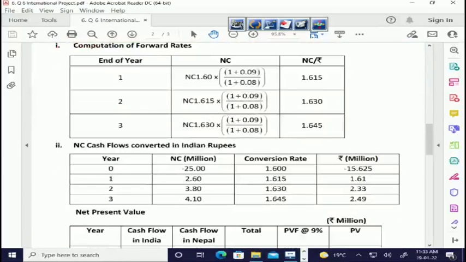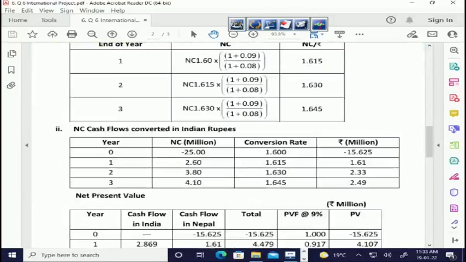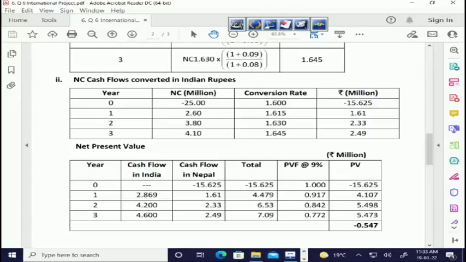So you can see here the exchange rate is there. Here they have converted the Nepalese currency into rupee. Then they have added the Indian cash flow to the Nepalese cash flow, giving total cash flow, discounted at 9%, and you get the NPV, which is negative. Very, very easy. Now, what is MIRR? Look at this total column. We have these cash flows, 15.625 outflow, then 4.479 coming in the first year. We will have to compound it to the third year into 1.09 square.